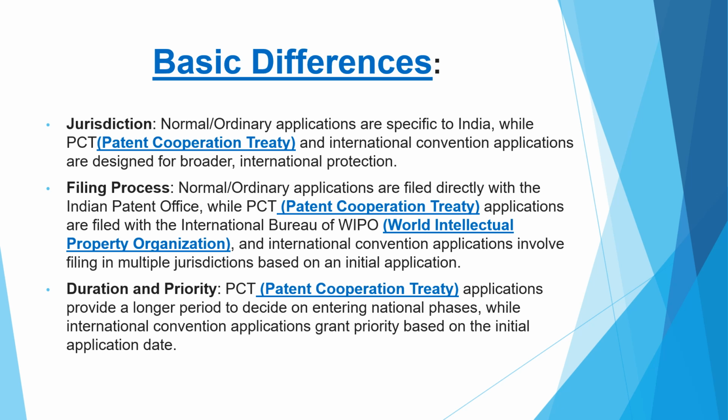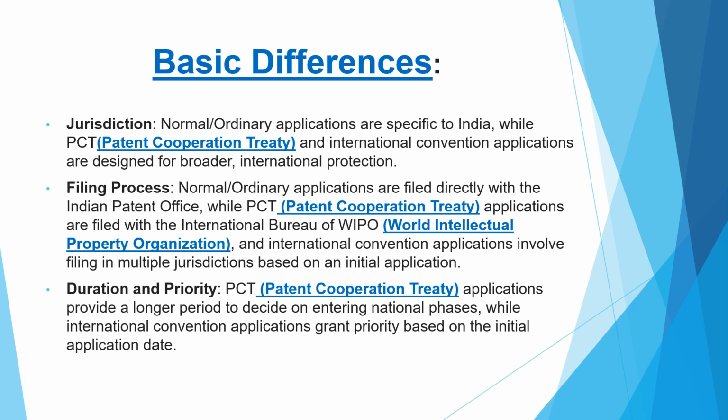Let's see the basic differences. Jurisdiction. When it comes to jurisdiction, a normal or ordinary application is specific to the jurisdiction where it has been filed, while PCT and international convention applications are designed for broader and international protection, where in all the jurisdictions where you have filed for patent protection, you'll be getting protection in those jurisdictions specifically.